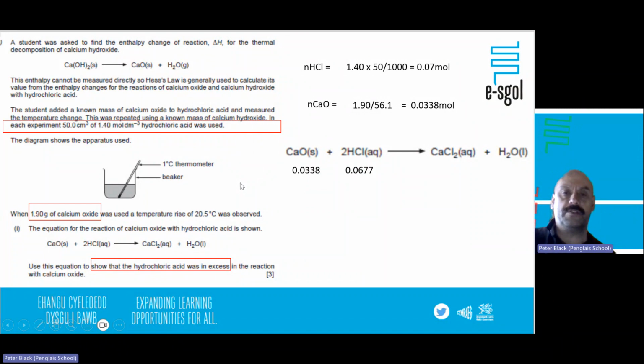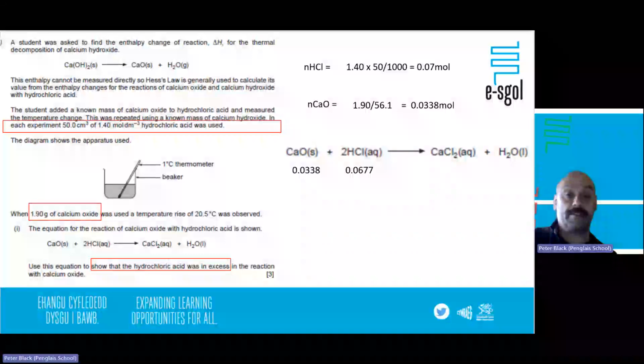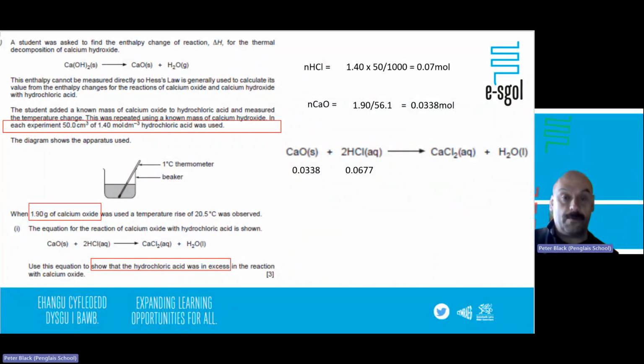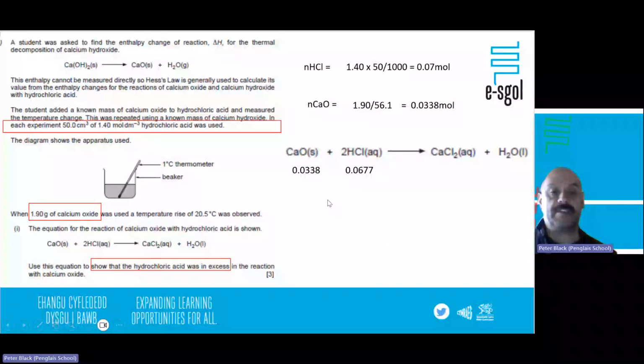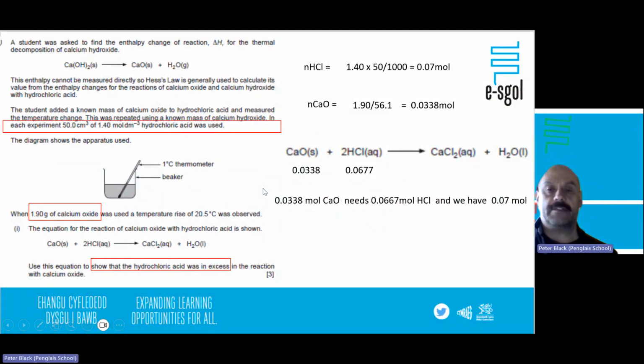Okay, so you can see it's a 1:2 ratio. So the moles of hydrochloric acid needed is actually double the moles of calcium oxide. Now, if we look at what we've worked out, we can see that actually we've got 0.07 moles. And so the hydrochloric acid is in excess, because from our calculation here, we need less than that. Okay, so if you want to show it's in excess, you're going to have to work out the moles of both, and then work out, from the balanced equation, how much you need of each. That's how I'd answer the question. We only need 0.667 moles, and we've got 0.07.